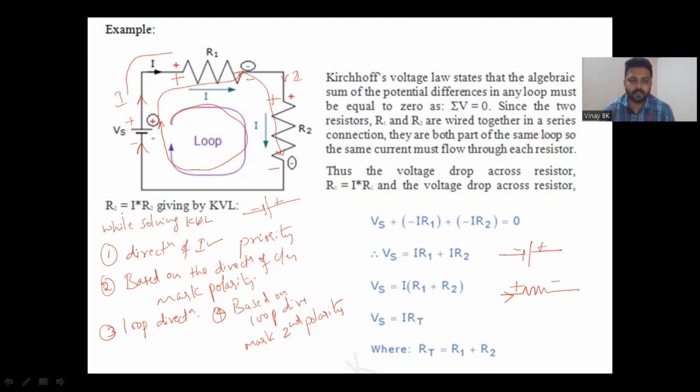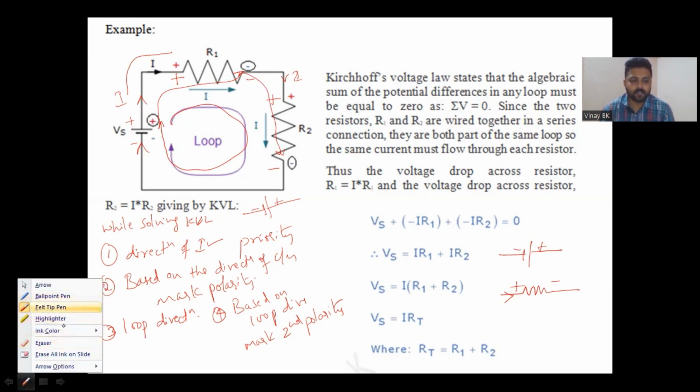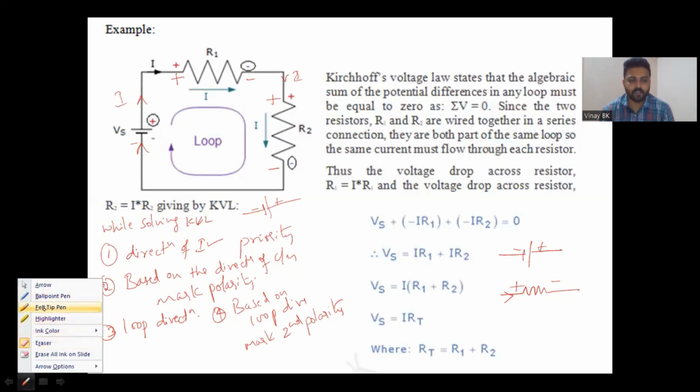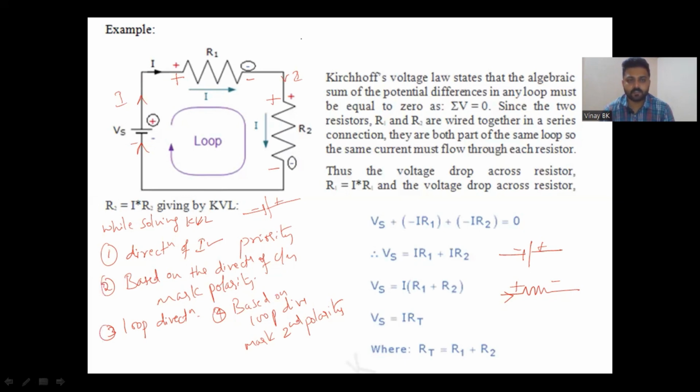So once after marking all these, you write the equation with respect to the marked polarities. See now the voltage is positive, so I am writing plus V, then minus, since the second polarity is minus, with which current is flowing I, so I am writing minus I with respect to R1. Similarly, minus I into R2 equals 0. Like that, you need to write the equations of the closed loop direction with the help of KVL.